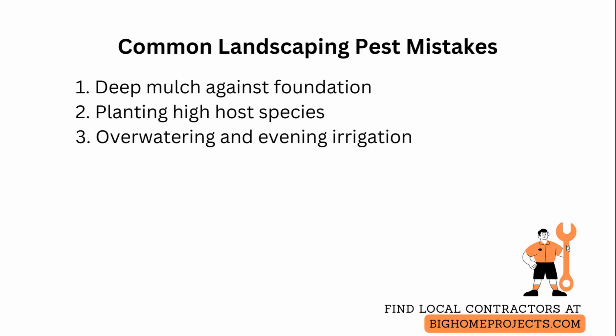Prevent this by choosing non-host or resistant species and by scouting regularly to catch problems early. Overwatering and evening irrigation create persistent damp zones that support insects and fungal food sources. Change to morning drip irrigation and reduce run times until the surface dries within a few hours.